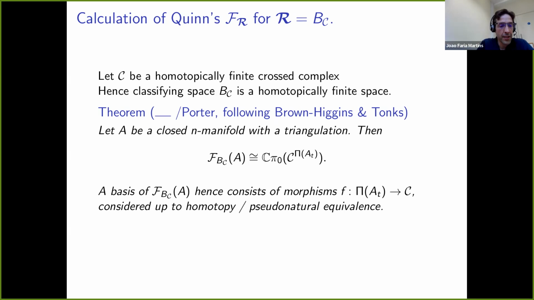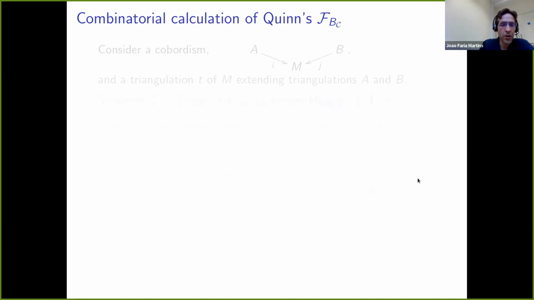So the vector spaces associated to manifolds are completely determined, because this fundamental crossed module of A with the triangulation can be presented by generators and relations. So I can explicitly compute with this crossed complex. And it's actually finite as long as C is finite. And I can also compute the matrix elements.